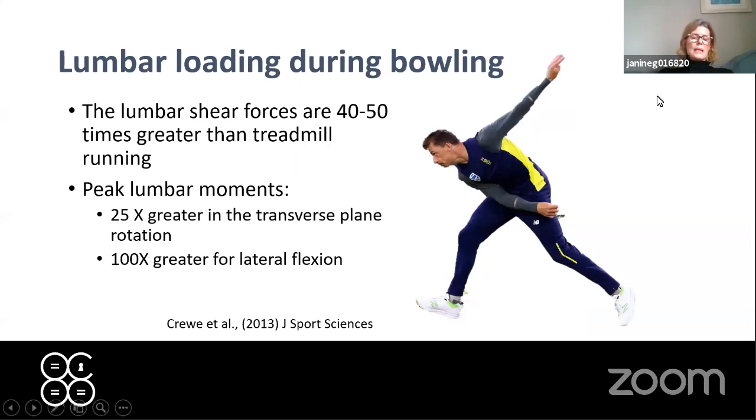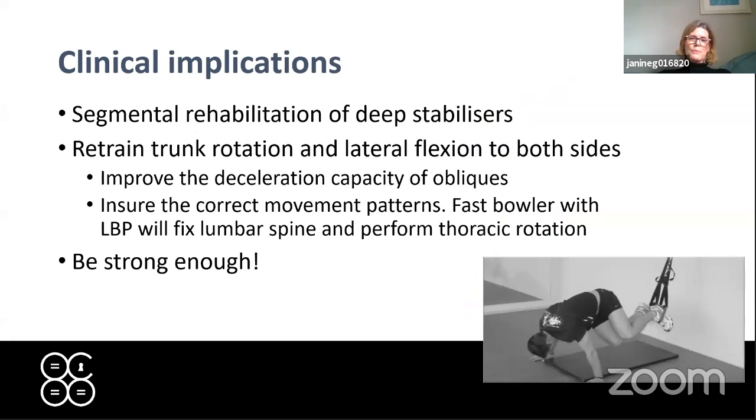Helen Bain did another study where she found that the lumbar shear forces, and we know the lumbar spine does not enjoy shear forces, were 40 to 50 times greater than treadmill running. So we are dealing with massive forces when we are dealing with our fast bowlers. The peak lumbar moments were 25% greater in transverse plane rotation and 100% greater for lateral flexion. And really what that says to me as a clinician is that I have to have the trunk and leg strength of my athletes, and strength and power, absolutely fine-tuned to be able to dissipate these forces.